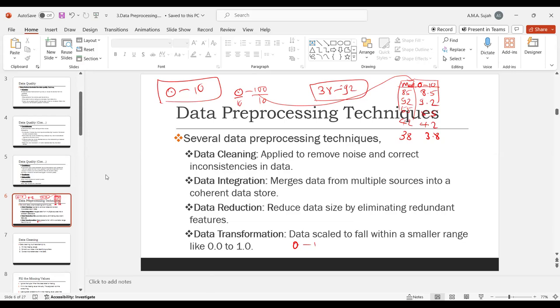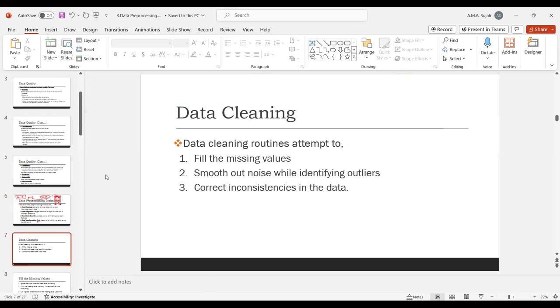Okay, now we will move to data cleaning, right? I already told you there are four major types of data pre-processing: data cleaning, integration, reduction, and transformation. Now we will move to data cleaning. Inside data cleaning, we consider three major aspects. If you are cleaning the data set, in the cleaning process you are doing three things.